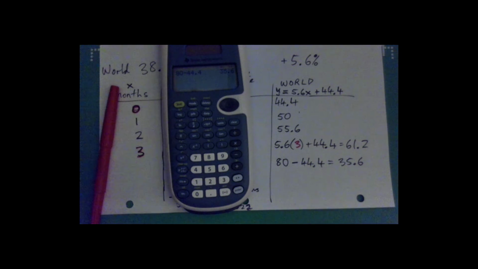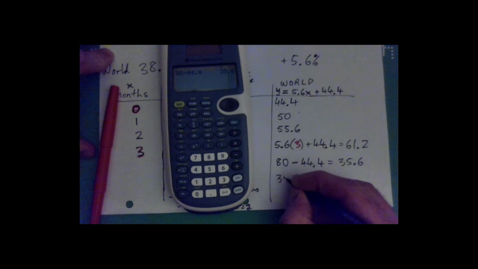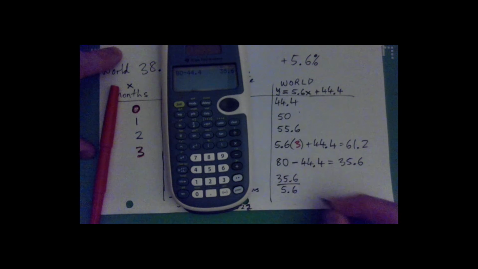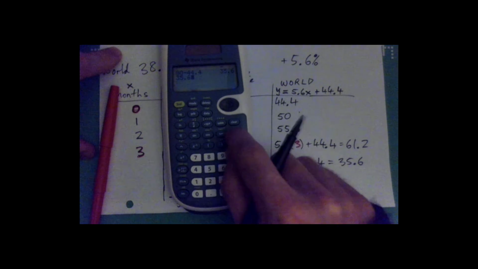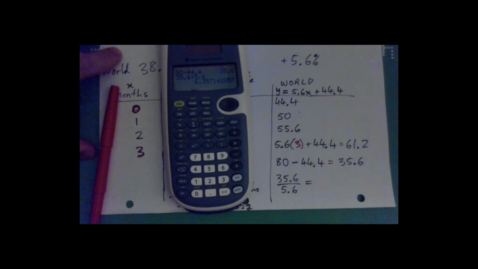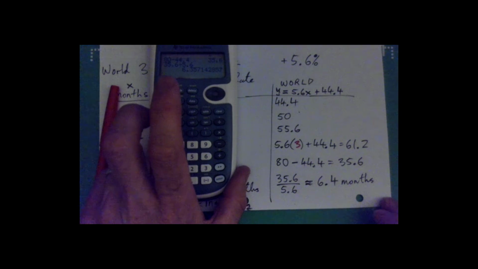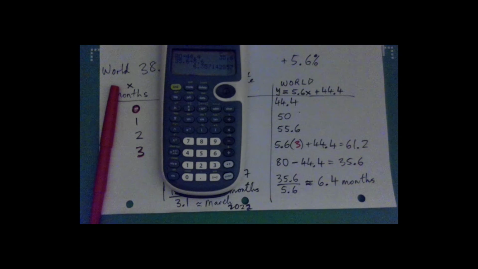35.6. So we got 35.6% of the world's population yet to get one shot in order to get to 80%. So you take your 35.6 and we're increasing at a rate of 5.6% per month. So that divided by that gives about 6.3 or 6.4 months. Make sense?